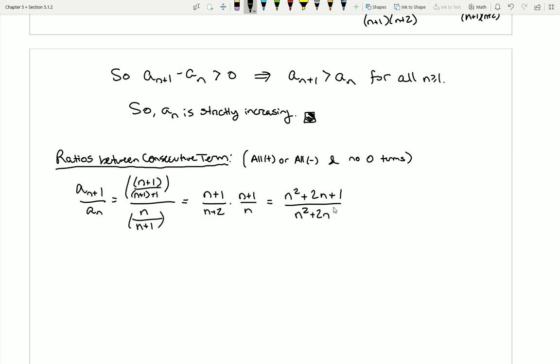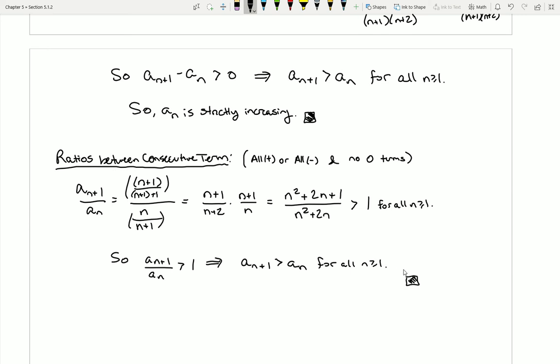Well, if I look at that fraction, my goal again is to figure out, is this bigger than 1 or smaller than 1? And it seems like here, isn't the top definitely going to be bigger? Every time, no matter what I pick for n, the top is always 1 more. So this should always be bigger than the value of 1, guaranteed. And this works here for all values of n greater than or equal to 1. So if a sub n plus 1 over a sub n was greater than 1, that implies that a sub n plus 1 is greater than a sub n for all n greater than or equal to 1.